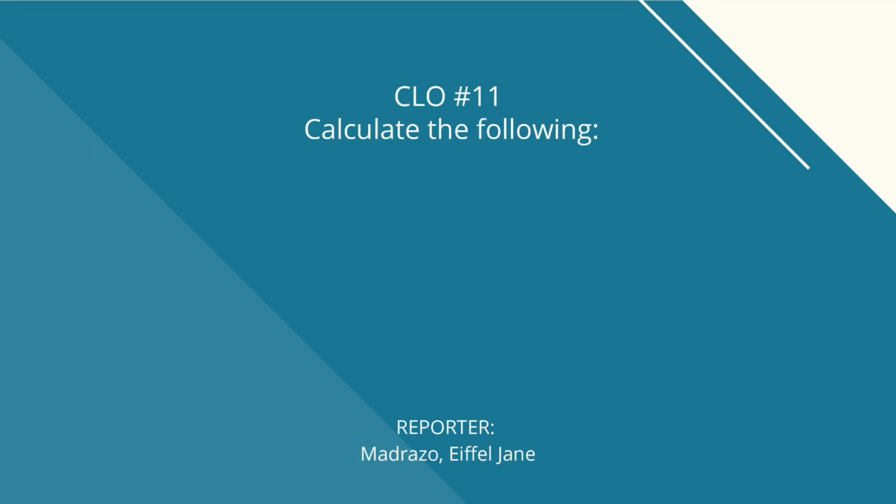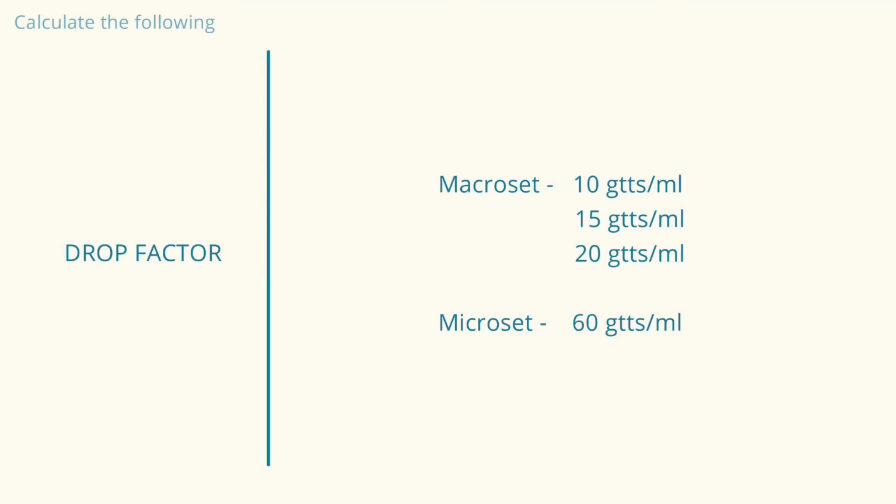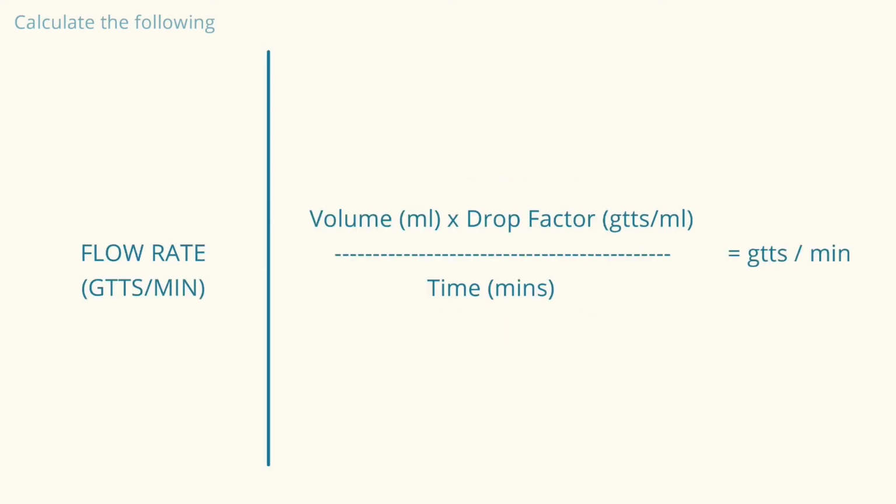CLO number 11. Calculate the following. So for the calculation of the drop factor, macro set is equal to 10 drops per ml, 15 drops per ml, 20 drops per ml. And for the micro set, it would be 60 drops per ml. And for the calculation of the flow rate, it would be volume times drop factor over time.